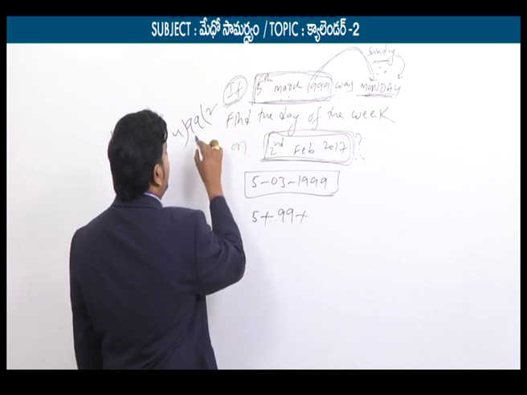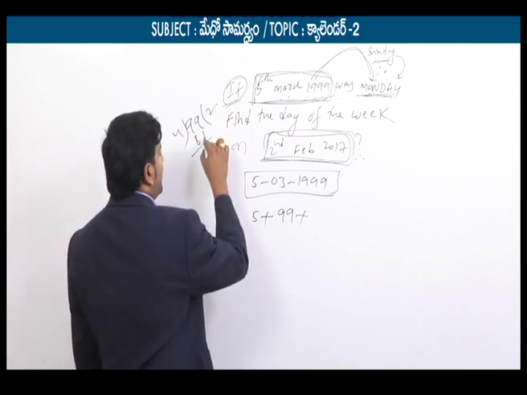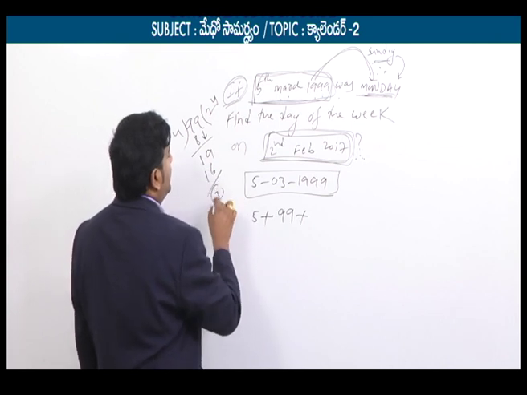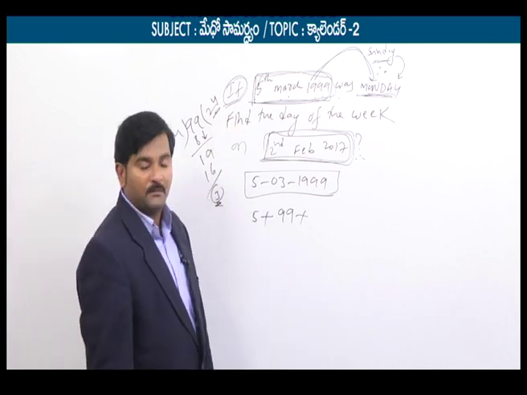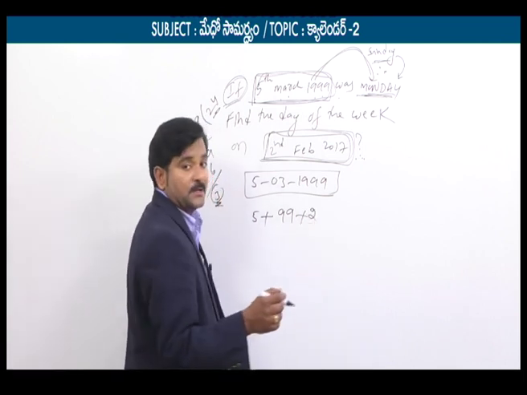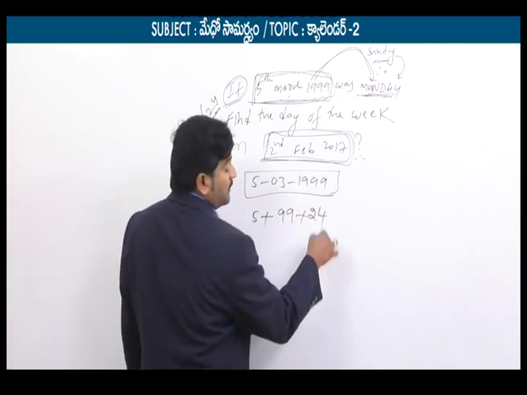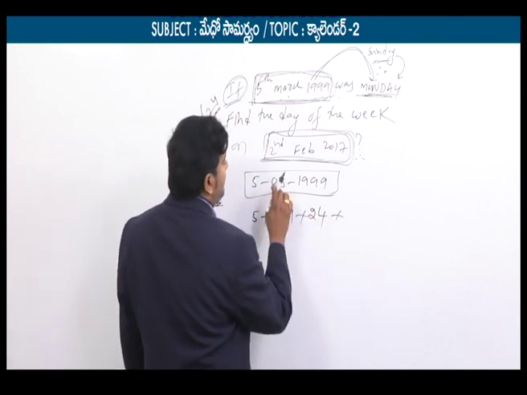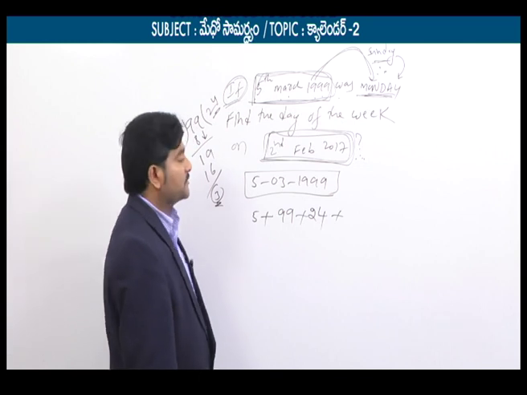4 2s are 8, remainder is 1. Again 9 is there, 4 4s are 16. So you can ignore the remainder. But what is my quotient? 24. What does it mean? Therefore, there are 24 leap years.